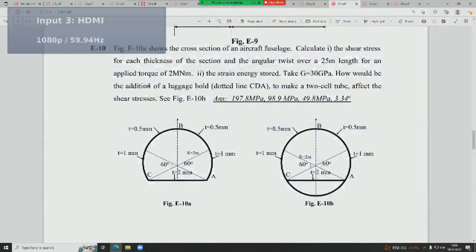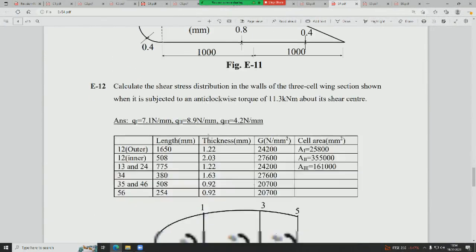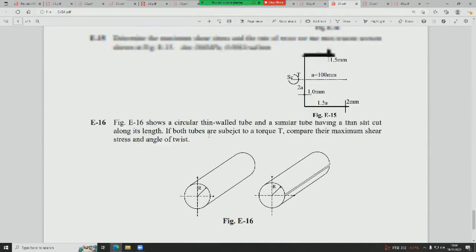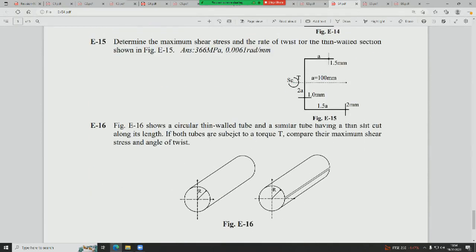Okay. Now, the other example here we have. So you definitely get one question from a circular cylinder, one question from single cell, multi-cell tube subject to torsion. Definitely you have one question from open section this year as well. So definitely in the exam paper, there's one question for a circular cylinder subject to torsion, and definitely you have one open section subject to torsion. And these three need three different sets of equations.